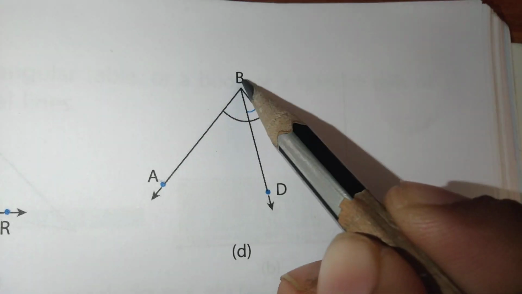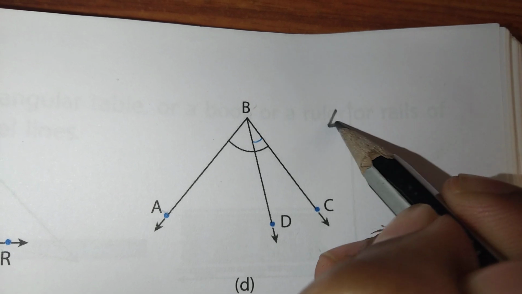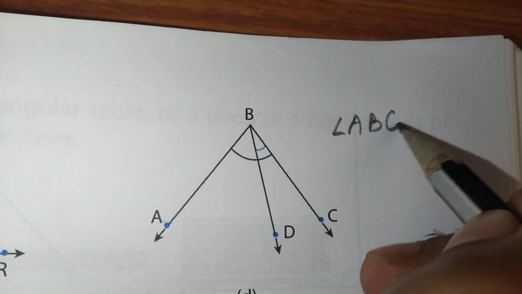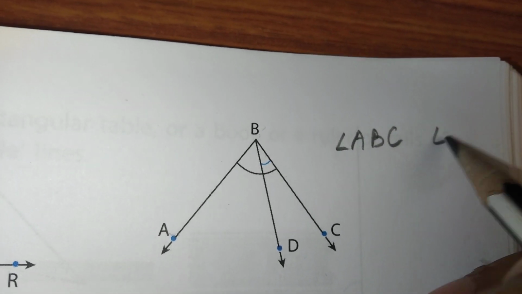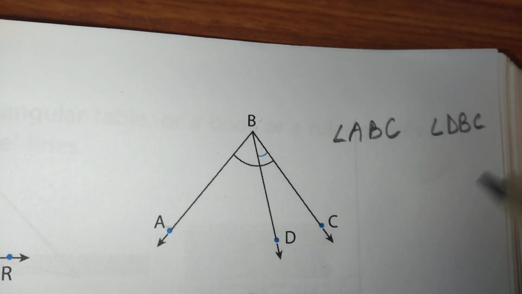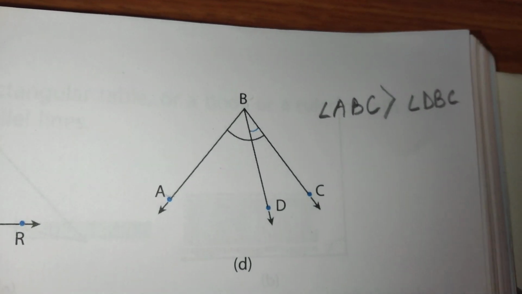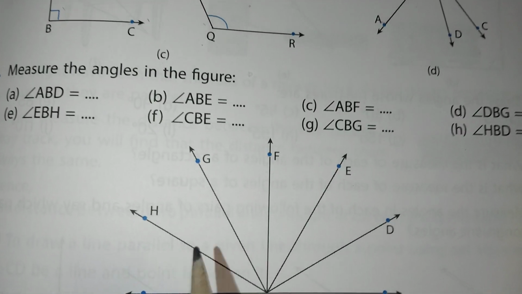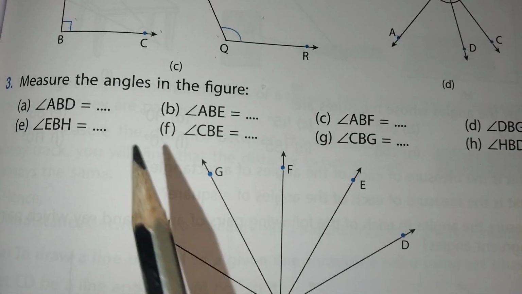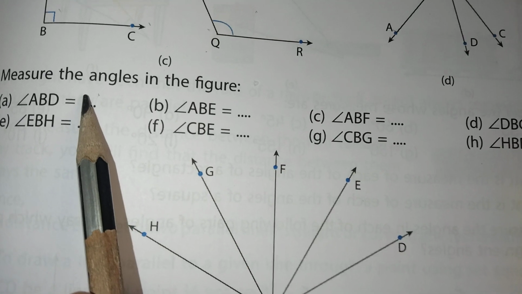Here angle ABD, angle ABC. Then the other angle is angle DBC. Which one is greater? Angle ABC is greater. Then here in the third question, you have to measure the angle and write the measurement in the given blank.